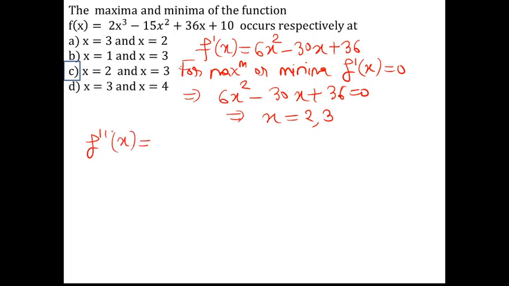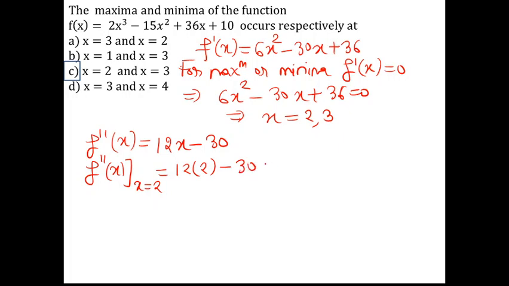Let's find the second derivative. The second derivative is 12x minus 30. We find the value of the second derivative at each of these stationary points. At x equal to 2, when I put x as 2 here, I get minus 6, which is less than 0.